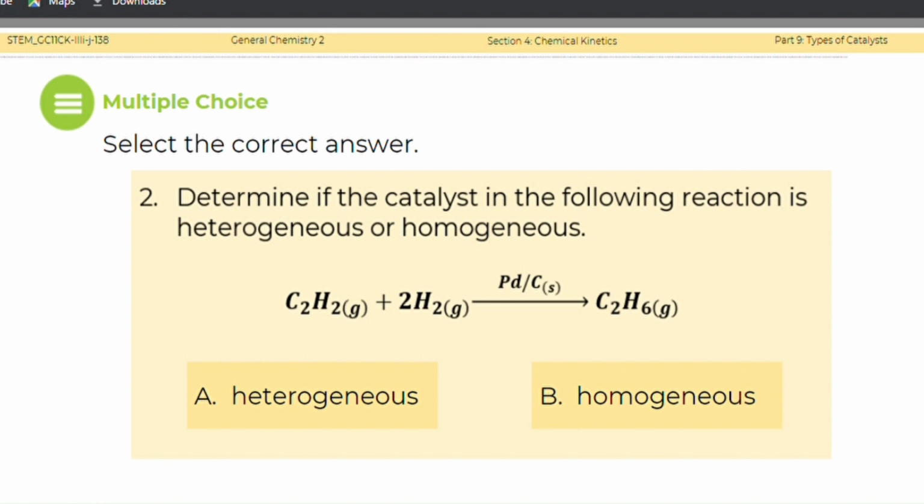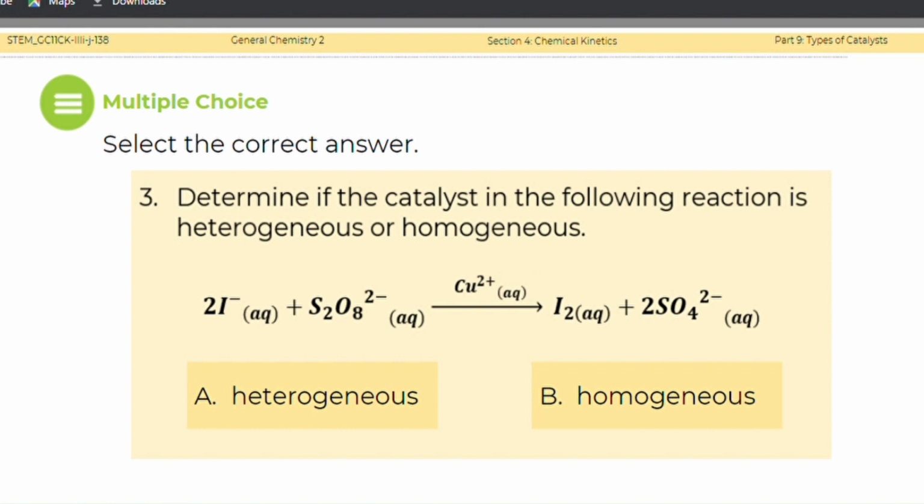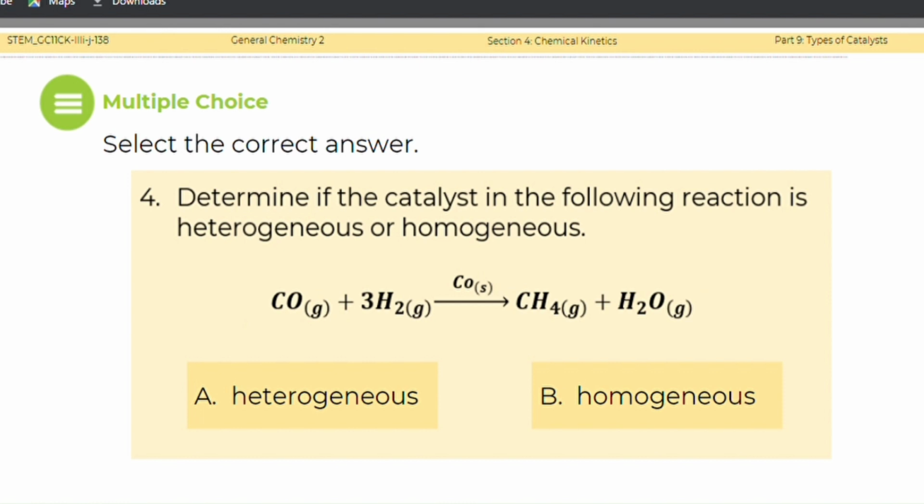Select the correct answer. Numbers 3 to 6: Determine if the catalyst in the following reaction is heterogeneous or homogeneous. Select the correct answer.